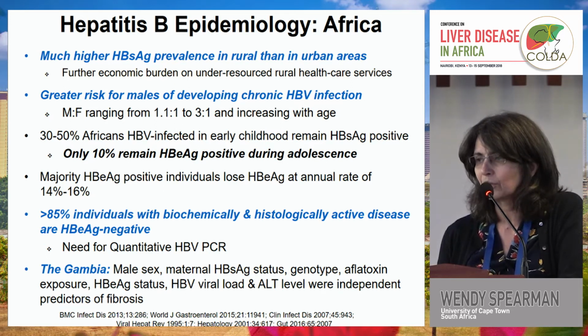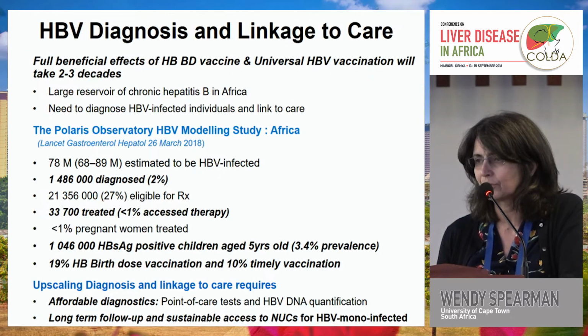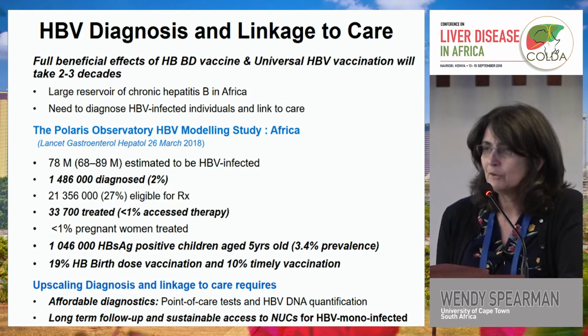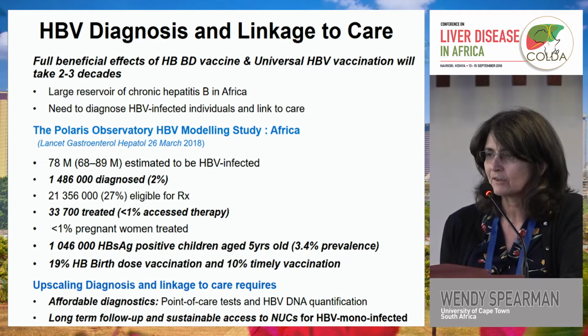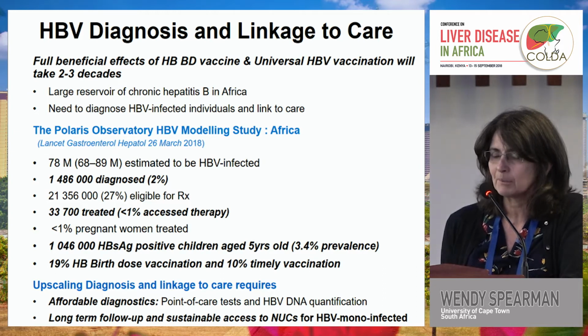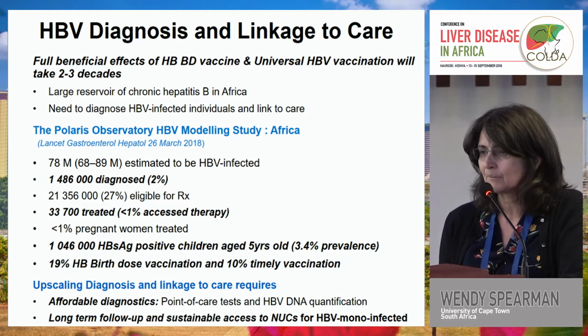Studies from the Gambia have shown that male sex, maternal surface antigen status, genotype, aflatoxin exposure, E antigen status, viral load, and ALT levels were independent predictors of fibrosis. But the full beneficial effects, even if we implement this, of birth dose vaccine and immunization is going to take several decades. So we have a large reservoir of chronic hepatitis B in Africa, and we need to diagnose these individuals and link them to care.